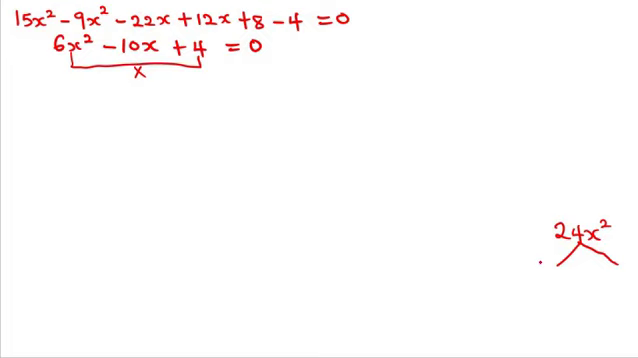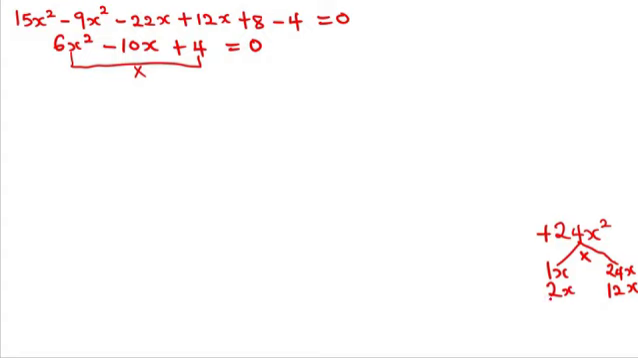Now let's start from 1. We have 1x times 24x. When I add them together, I get 25x, and when I subtract them, I get 23x, which is not what we want. So move down to 2x times 12x. When I add them together, I get 14x. When I subtract them, I get 10x. Now, what we'll have above is minus 10x, and the sign here is plus 24x².